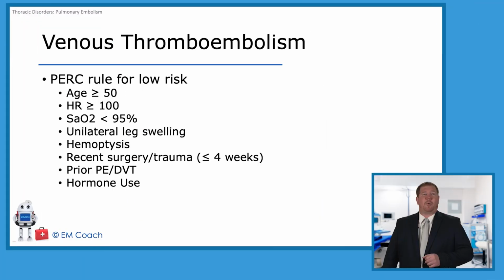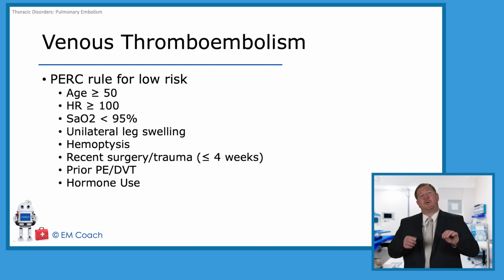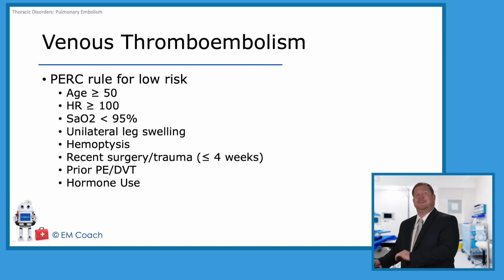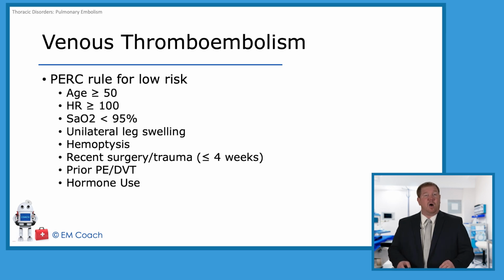And so here are the PERC rules. Now, if the patients meet any of these criteria, age equal to or greater than 50, heart rate equal to or greater than 100, etc., then you cannot PERC them out. The idea about the PERC rules is not that you meet all the criteria in order to be ruled out. It's the opposite. If you meet none of the criteria, then you can PERC them out, so to speak.